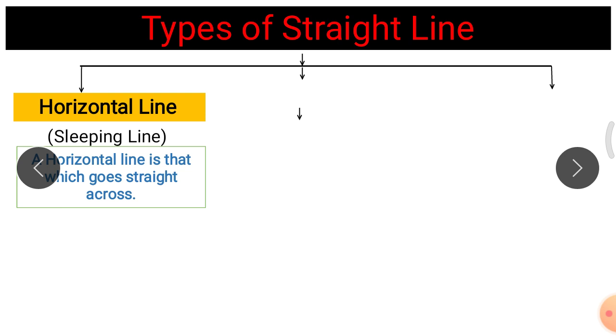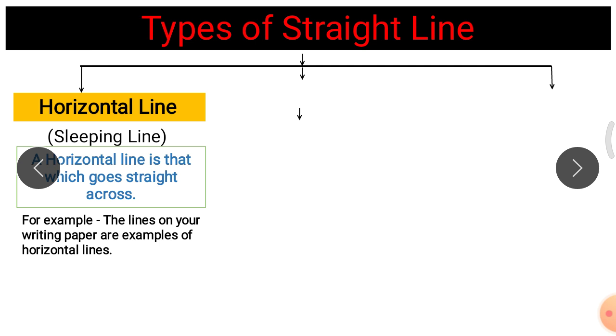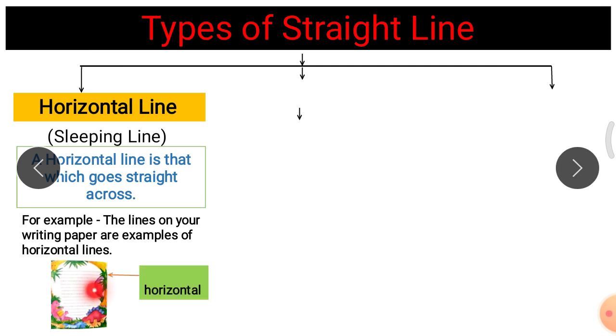Now, what is a horizontal line? A horizontal line is that which goes straight across, right? Straight across, that is the sleeping line. For example, the lines on your writing paper are examples of horizontal lines, right? You write in your study book, your English book, your Hindi book, your Gujarati notebook, they are in the sleeping form. So they are horizontal lines. You can see I have given a page. This is a printed page, and these lines are called horizontal lines, right?